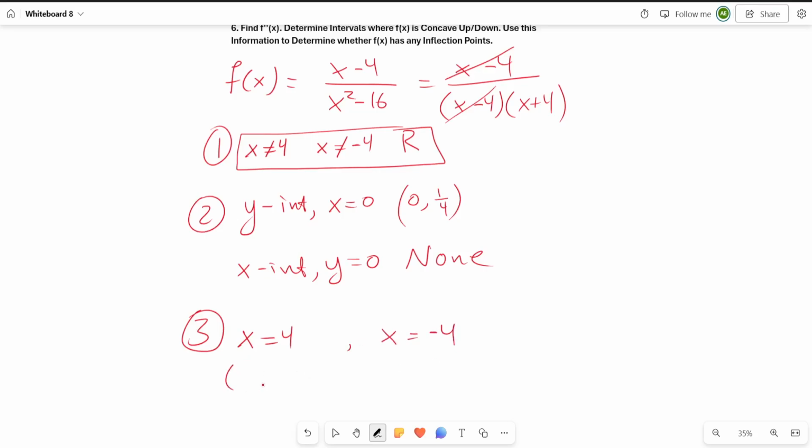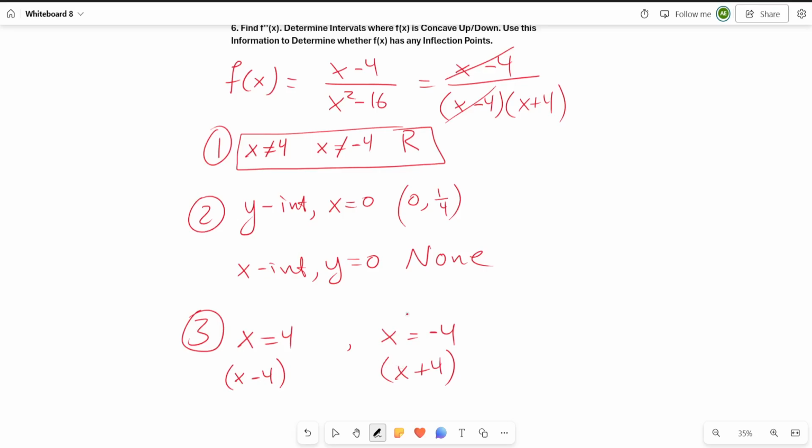The x equals 4 is associated with this factor, the x minus 4 factor, because when I set x minus 4 equals 0, I'm going to get x as 4. Or basically, when I substitute 4 into this factor, it's going to make it 0. And in the other part, x equals minus 4 is associated with this factor, x plus 4.